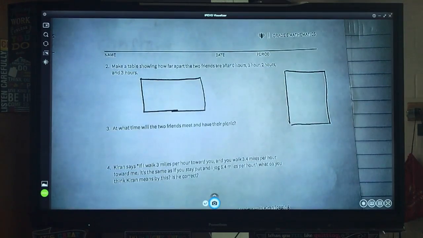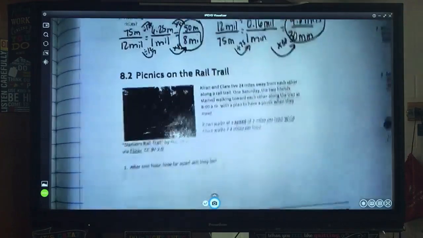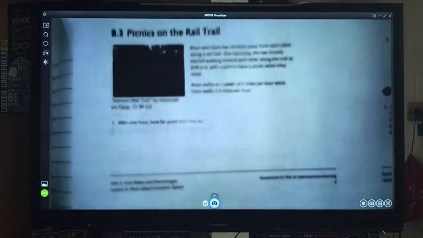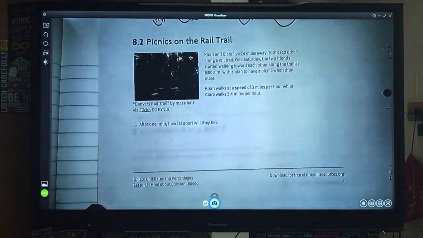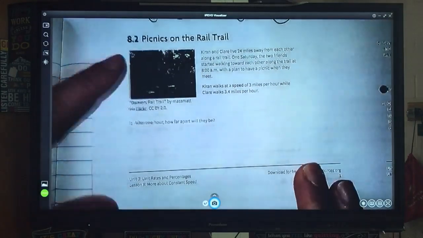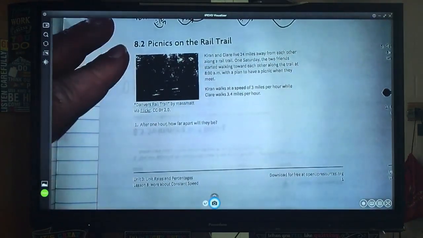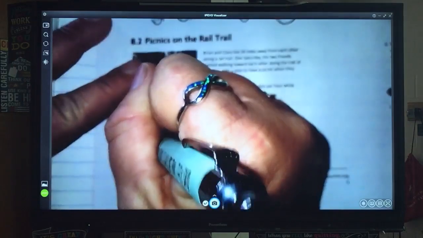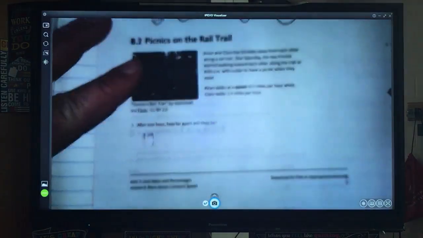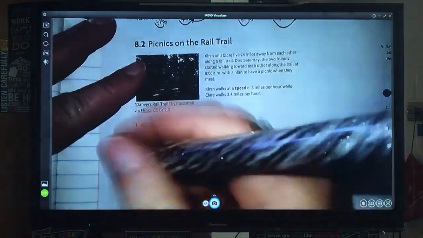Alright, we're gonna do check-in real quick. Hopefully we have at least number 1 and number 2 done. Put your pencils down. Alright, number 1. After 1 hour, how far apart are they? Raise your hand. Kaylee, how did you figure that out?